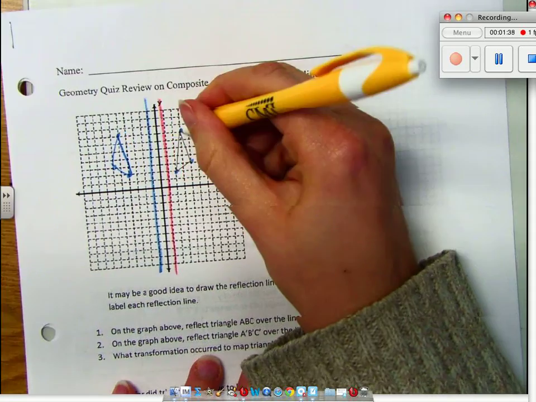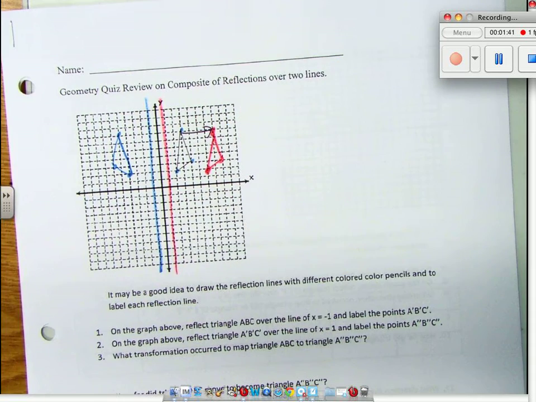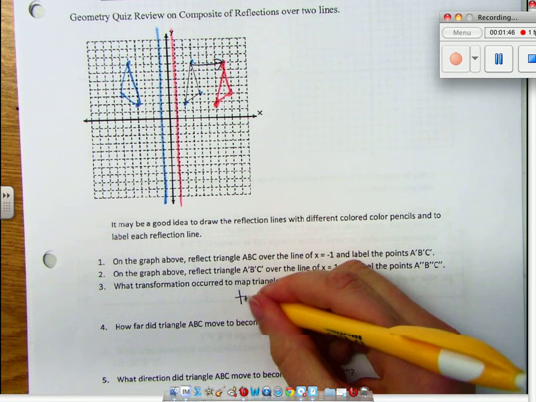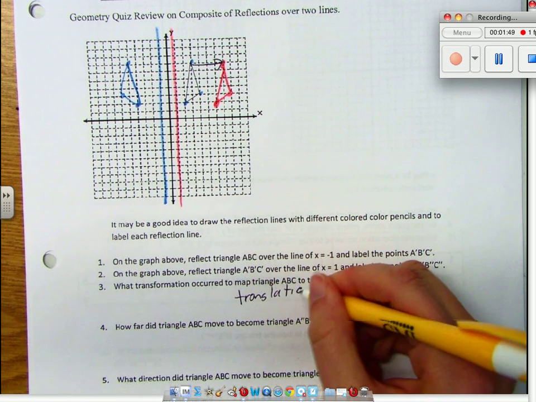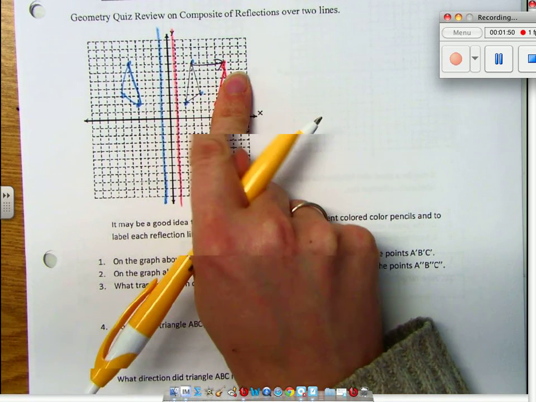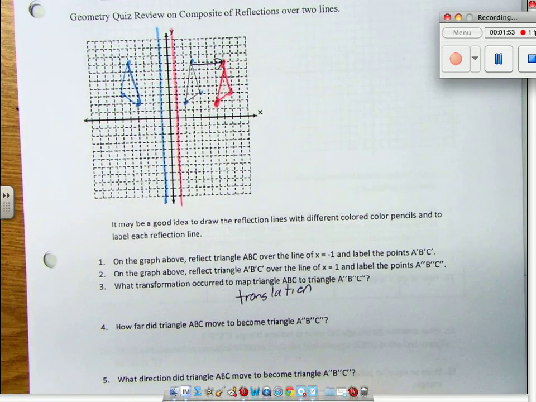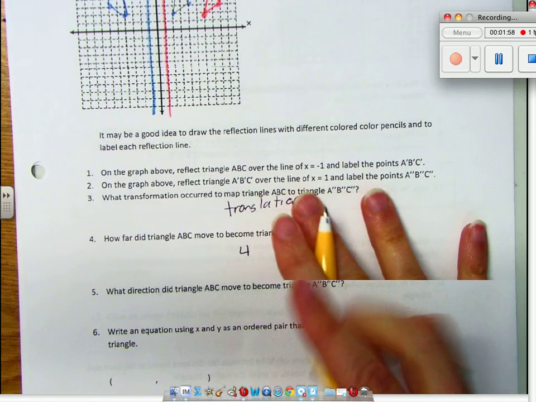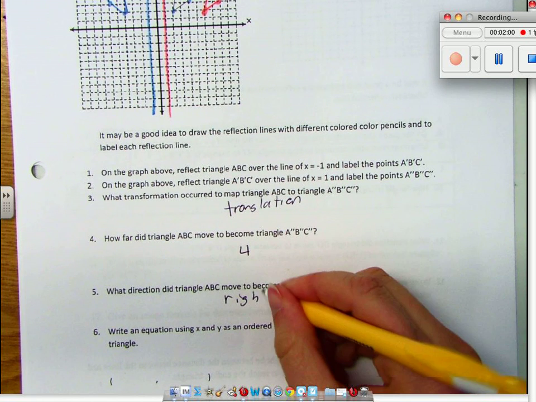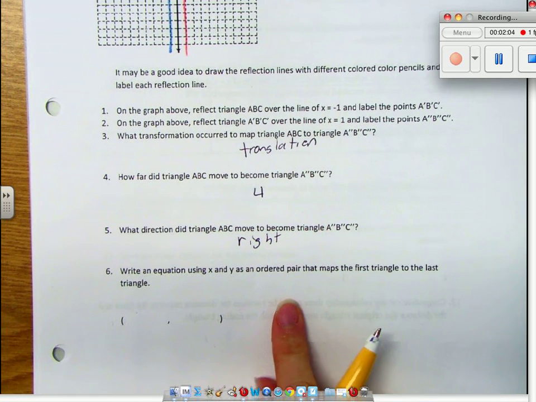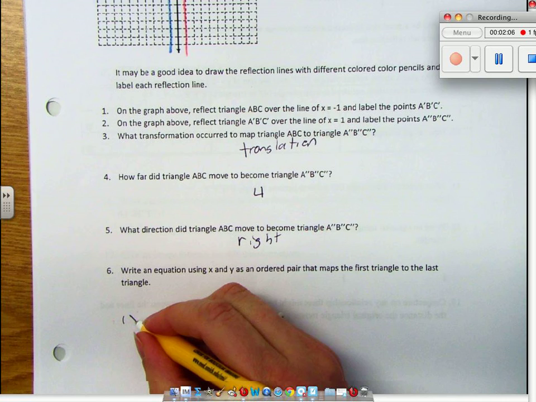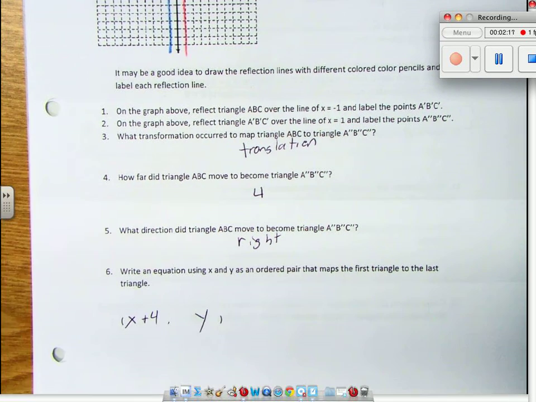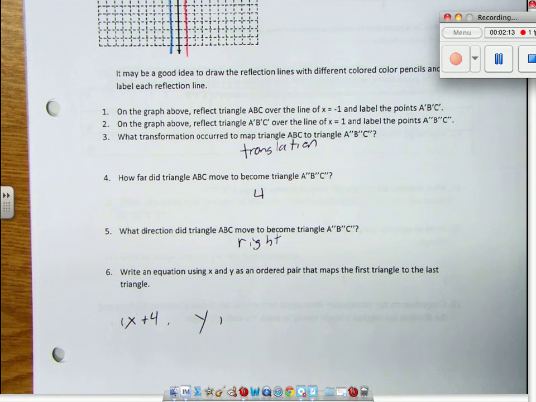From the original to the pink, what kind of transformation is it? Translation, guys. It's a translation. I'm skipping the middle one. If I just went from here to here, it's like a slide. How many units did I go? 4. In which direction? Right. Good. So, what would my equation say down here? It would say x plus 4, comma, y. Good. Any questions on this first page before we go to our next?